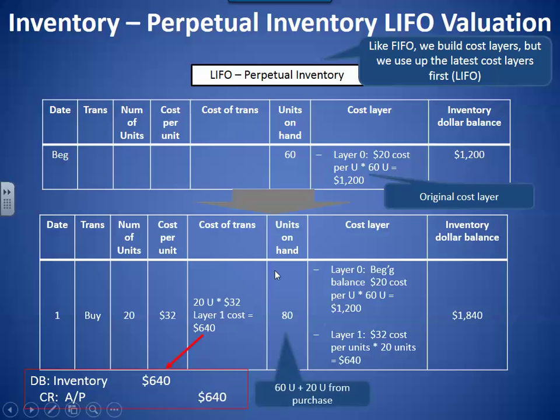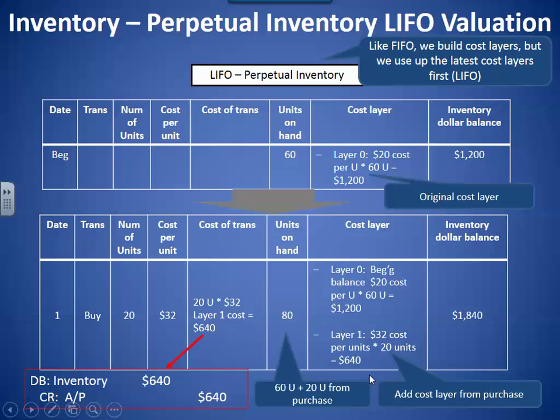Now also, we started out with 60 units on hand. To that we add those 20 units, so 60 plus 20, now we have 80 units on hand. We also now add what we call a cost layer, and this happens to be layer 1. The reason we call it layer 1, we want to differentiate it from layer 0. Layer 1 says our purchase basically was 20 units at $32 per unit. So layer 1 is worth $640.